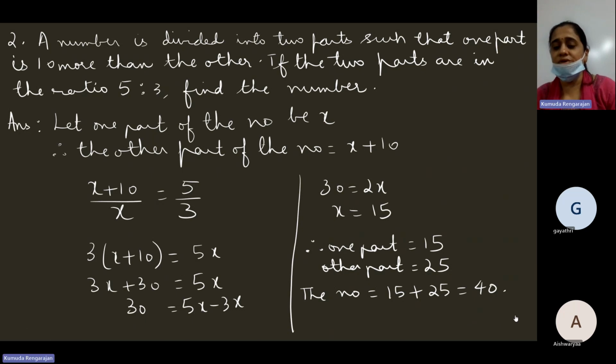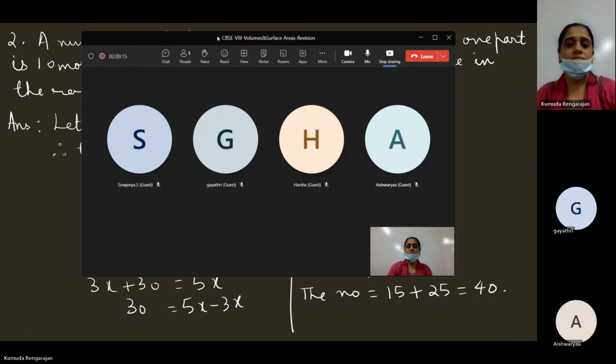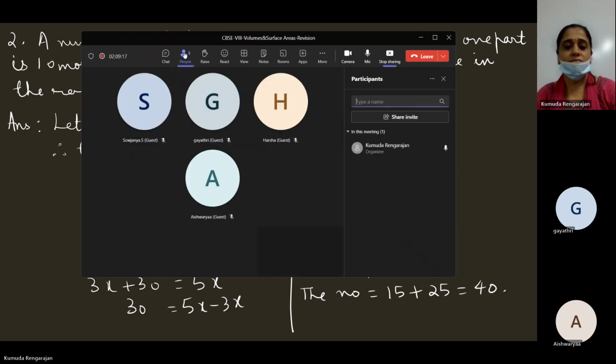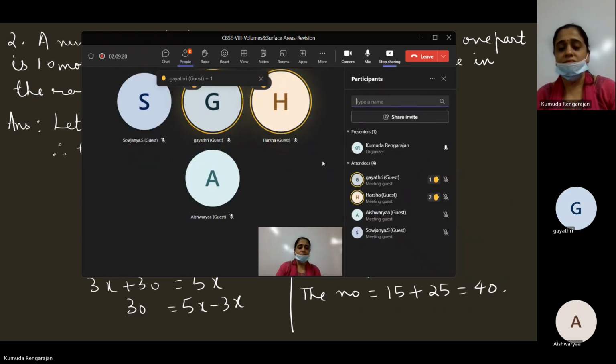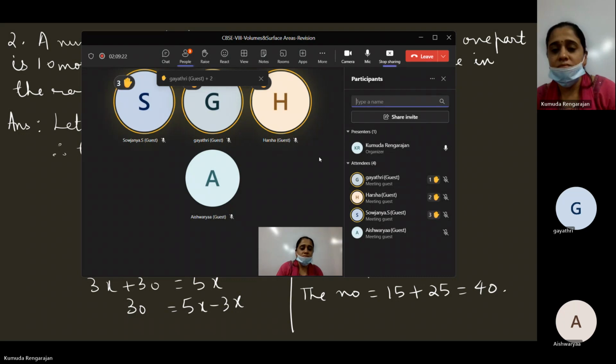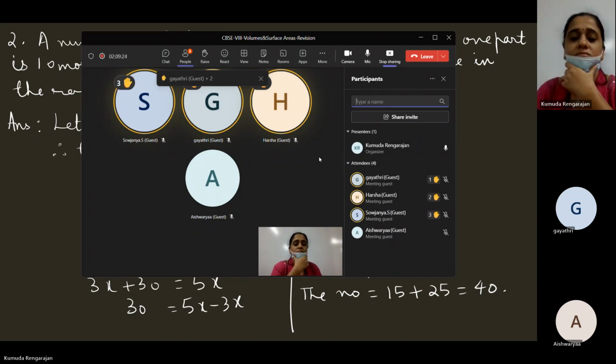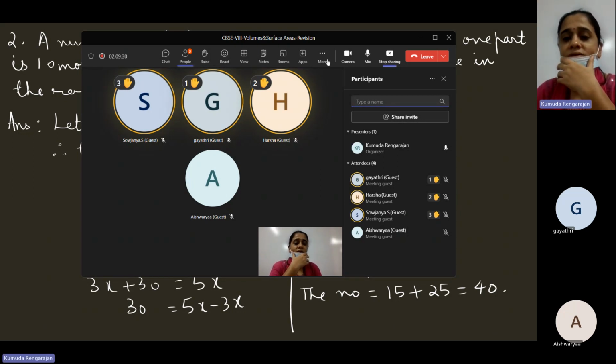Online children, use the emoji, raise your hand. Aishwarya, you're there? Saujanya, Harsha, and Gayatri. Okay.